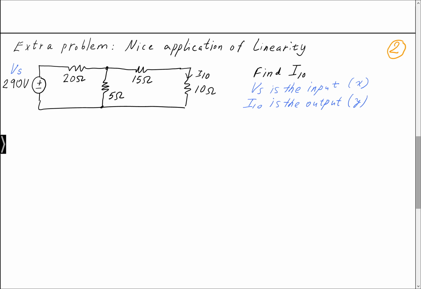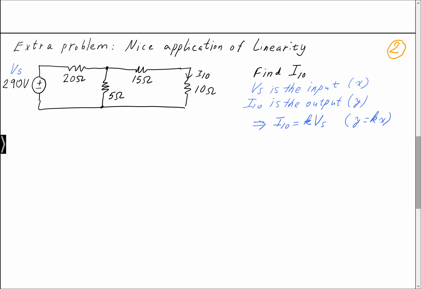So again, you might not know that this is a linear system, but it is. Circuits that are made with resistors, capacitors, inductors, and so on, dependent sources, those are actually linear systems. What that means is that we can write y equals something times x. So we can write I10 equals some constant times Vs. This comes from writing y equals kx. Here we have one input, one output, so this kind of thing applies.